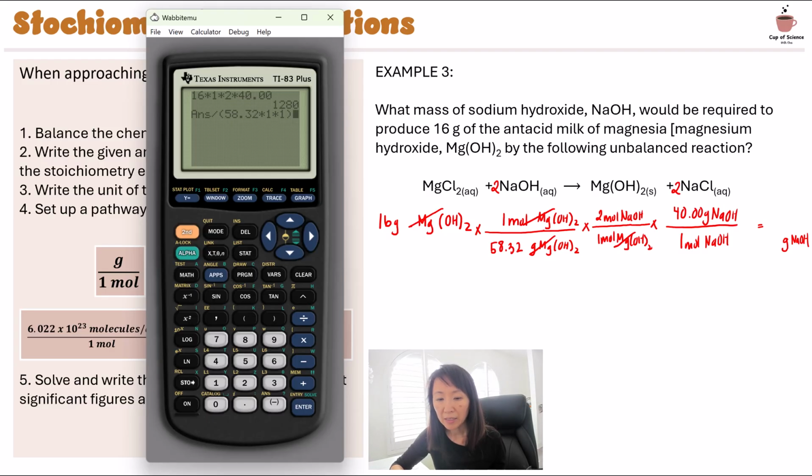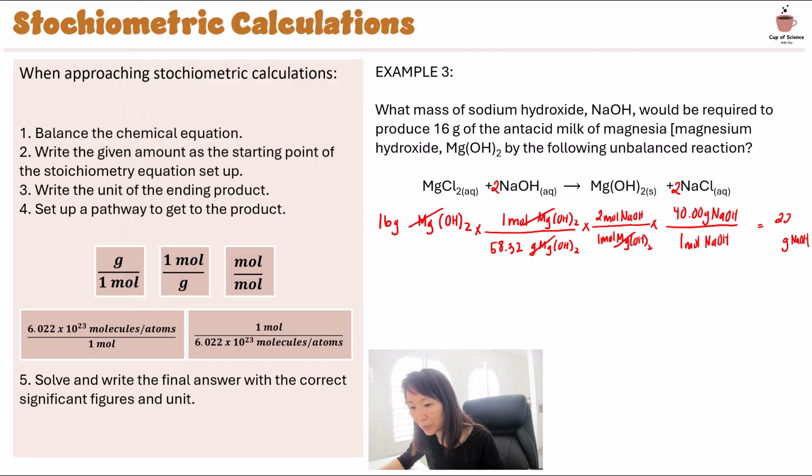Okay, and then let's go ahead and press enter, and I get 22. So why 22? You need to have 2 sig figs. So I'm going to go ahead and put 22. 22 grams of sodium hydroxide is the amount that it requires to produce 16 grams of magnesium hydroxide.